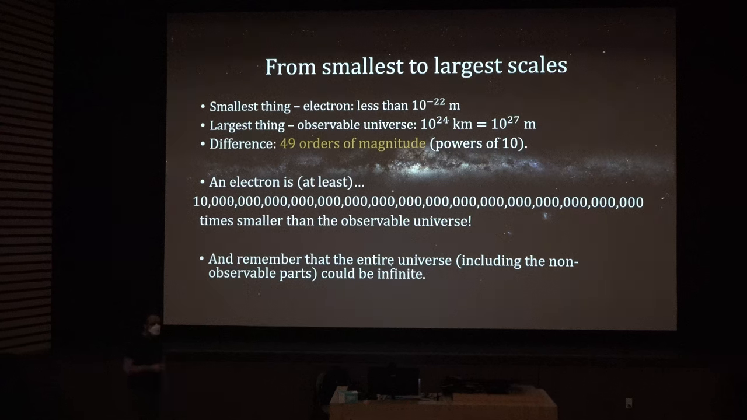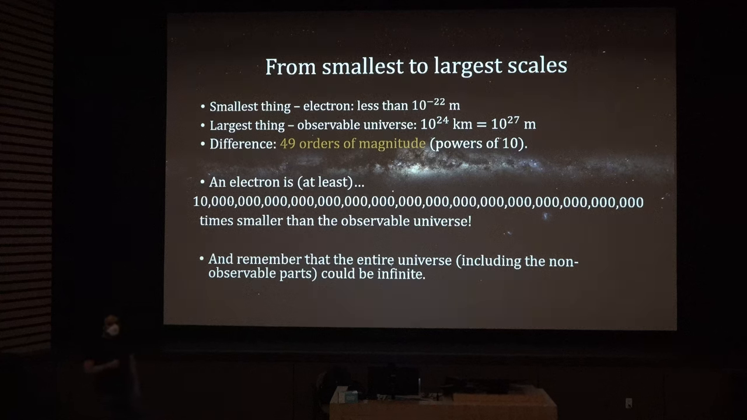So now we know the smallest and largest scales in the universe. The smallest thing that we learned about, at least, is an electron, which is less than 10 to the minus 22 meters. The largest thing that we know of is the observable universe, which is 10 to the 24 kilometers. Here I used meters and here I used kilometers just because there's a convention that for astronomical distances you use kilometers and for subatomic distances you use meters. So I can convert this 10 to the 24 kilometers to 10 to the 27 meters.